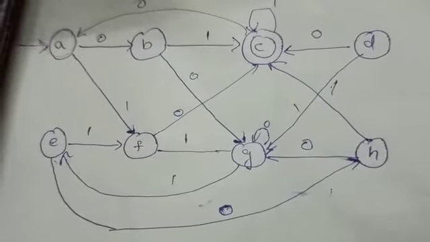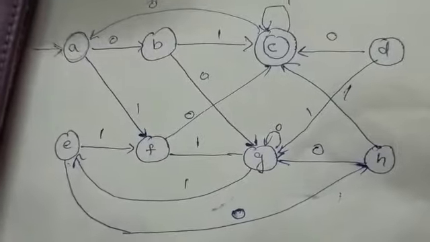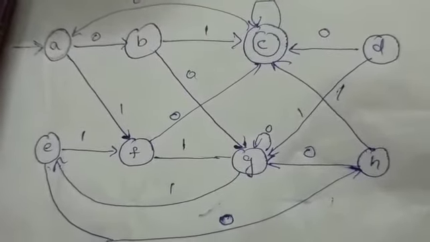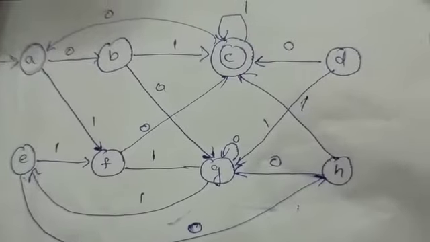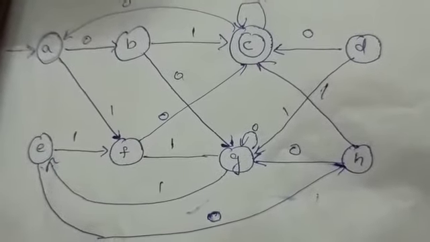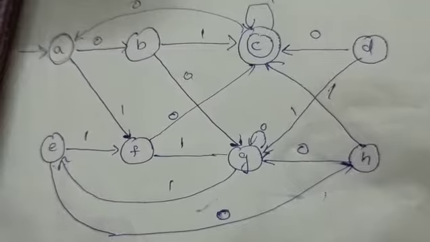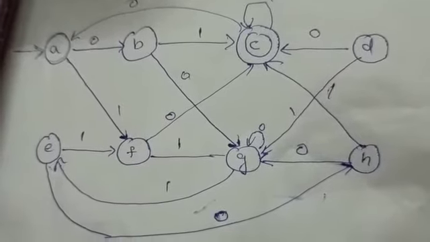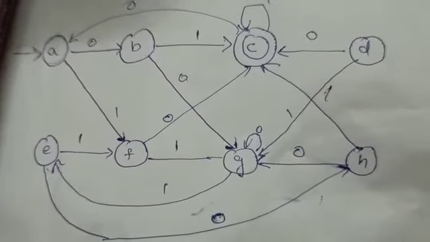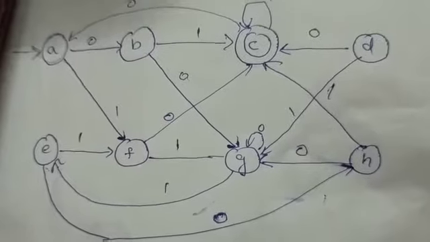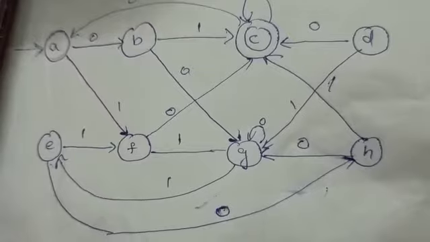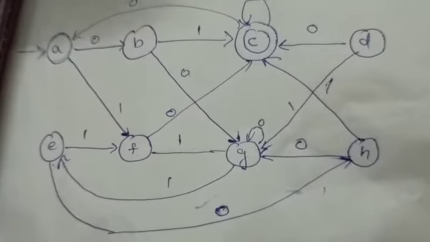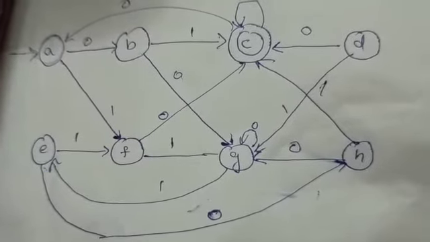Today we'll see a minimization algorithm. Using this example, you can see the transition diagram for a finite automaton. What we have to do is minimize it. So first check how many states there are. There are A, B, C, D, E, F, G, H as the states. Minimization is used basically to remove the states which are not reachable from the start state.